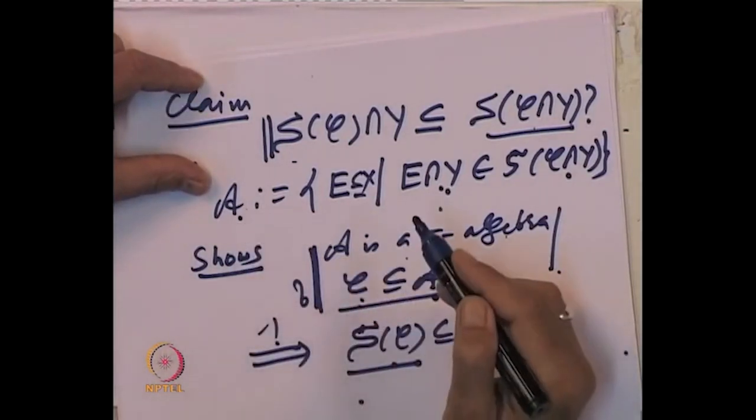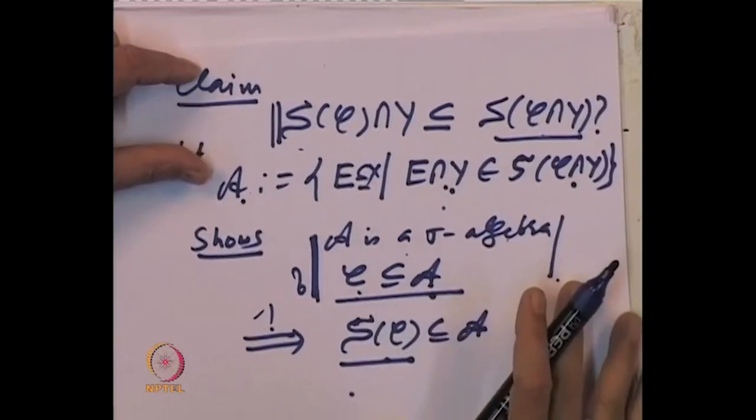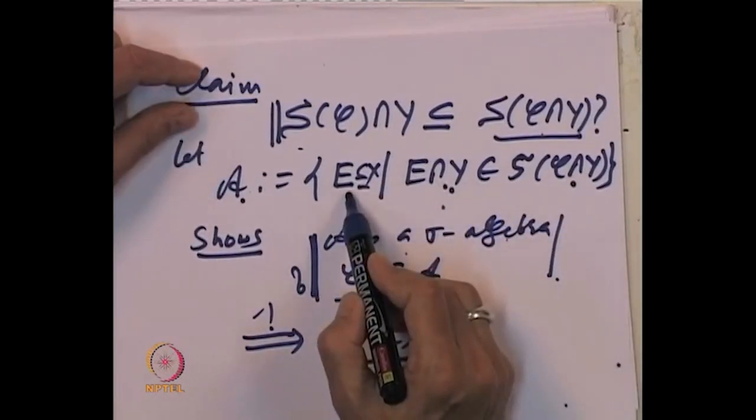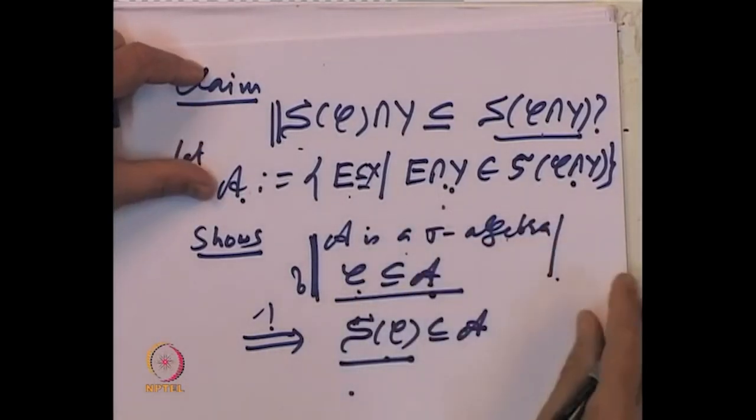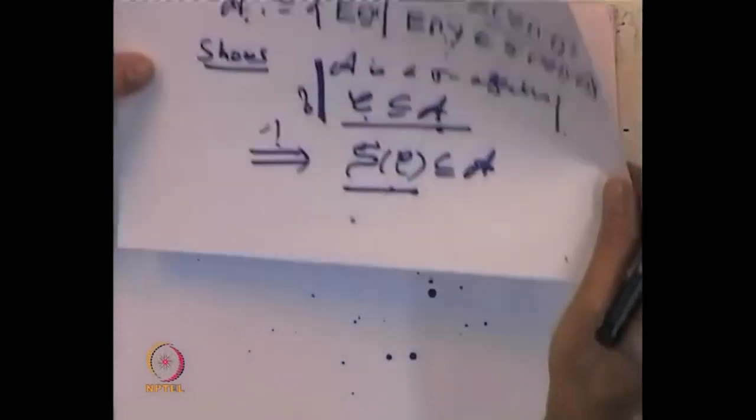So let us observe why it is a sigma algebra. That is once again by similar properties. So let us try to show that A is a sigma algebra.